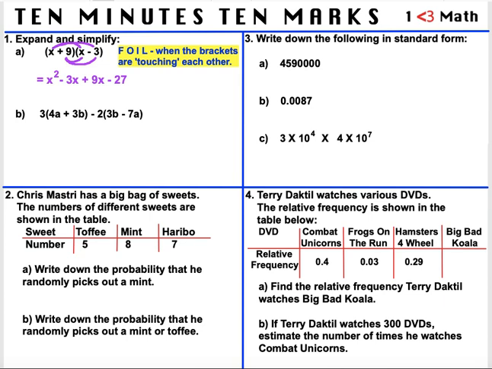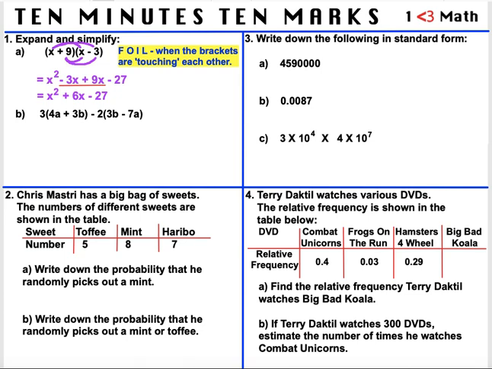Then we look to simplify. We can't simplify the x squared because there's no other like terms. We can't simplify the minus 27 because there's no other like terms. However, we can simplify the minus 3x plus 9x. Minus 3 plus 9 is positive 6. So our solution here is going to be x squared plus 6x minus 27. So that's a nice example of FOIL where the brackets are touching each other.